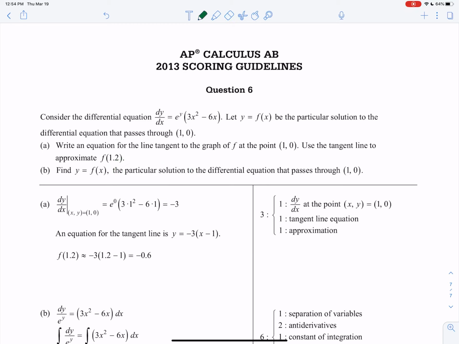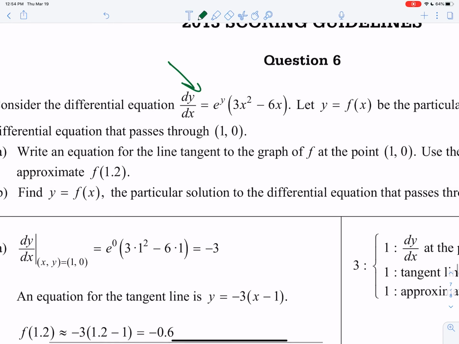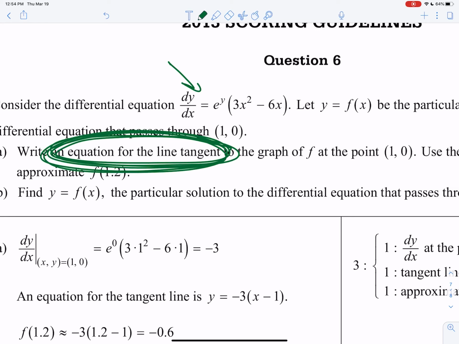We'll go in order. They give us dy/dx, and here we go. Write an equation for the line tangent to the graph of f at point (1, 0), then use this tangent line to approximate. So reiterating, like with all the previous videos, if you want an equation of a tangent line, this pops up so often, okay? You need two things: a point and a slope. They already give you a point. All you need is a slope. So you have to understand that slope is really just the derivative. In this case, it's dy/dx.